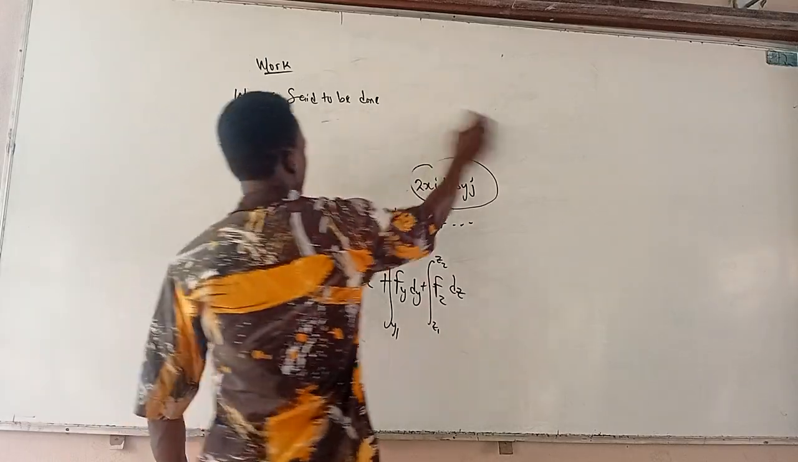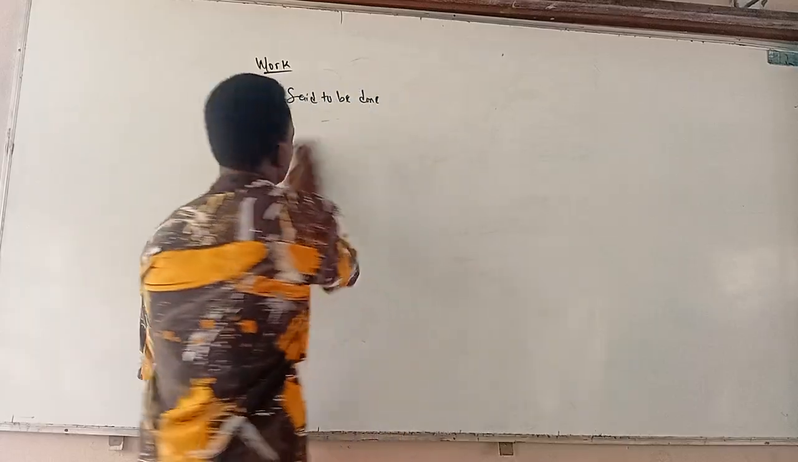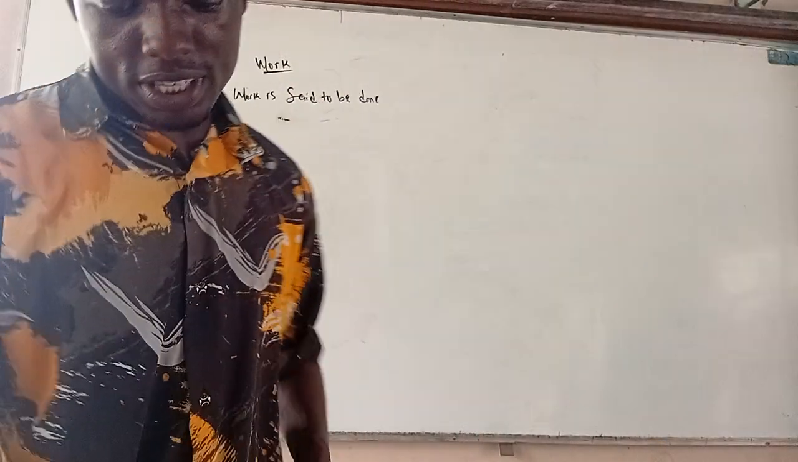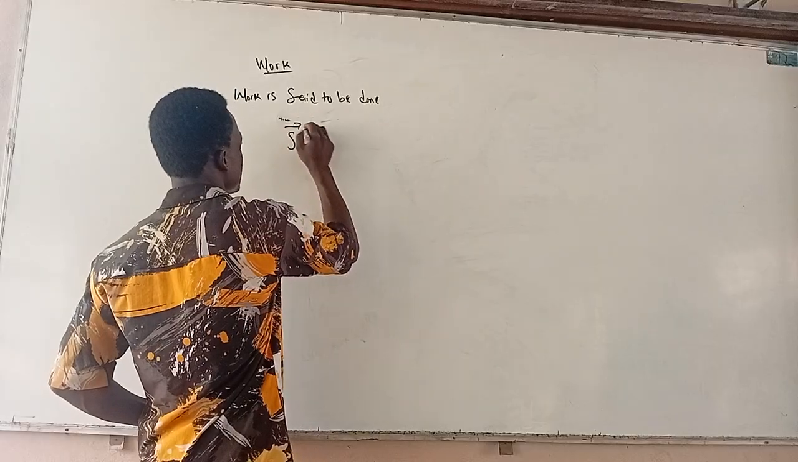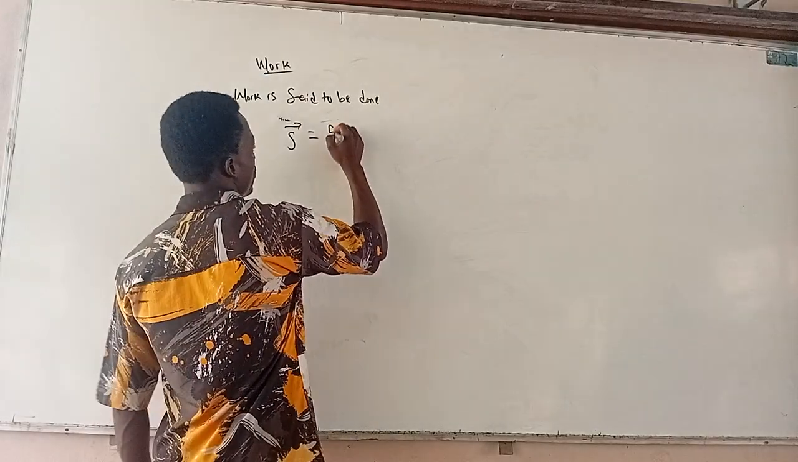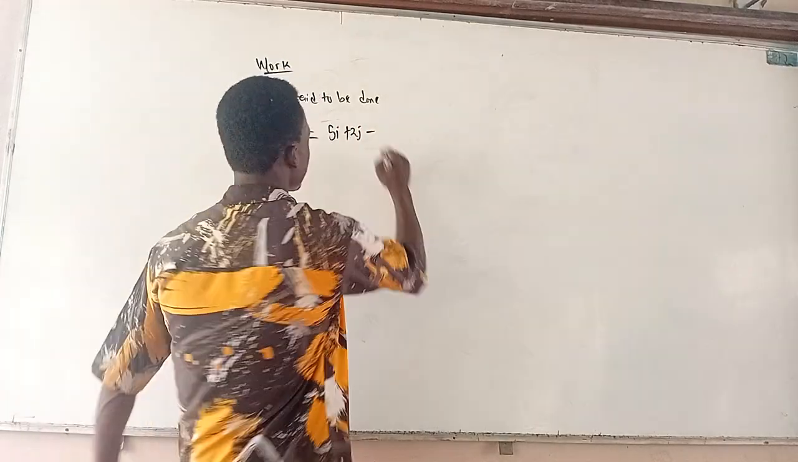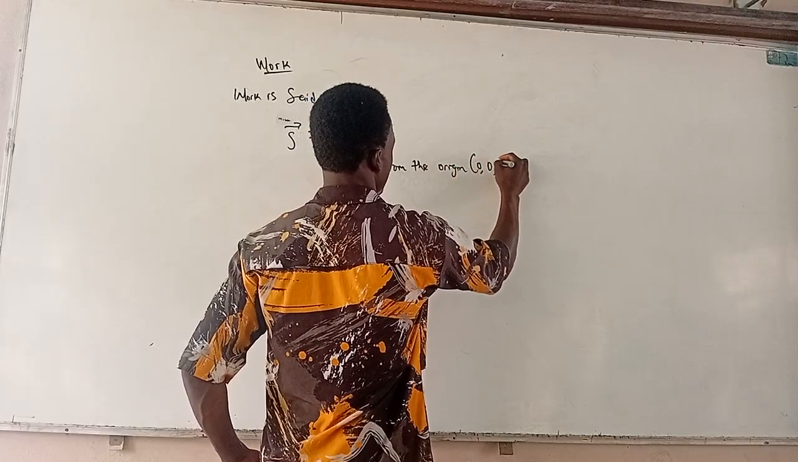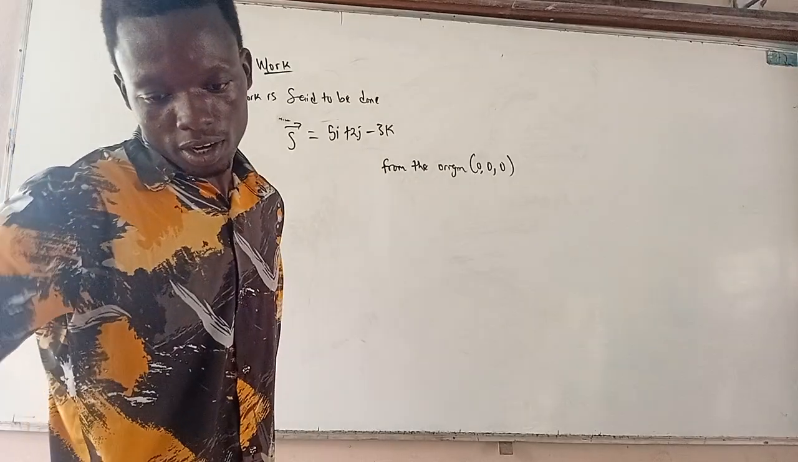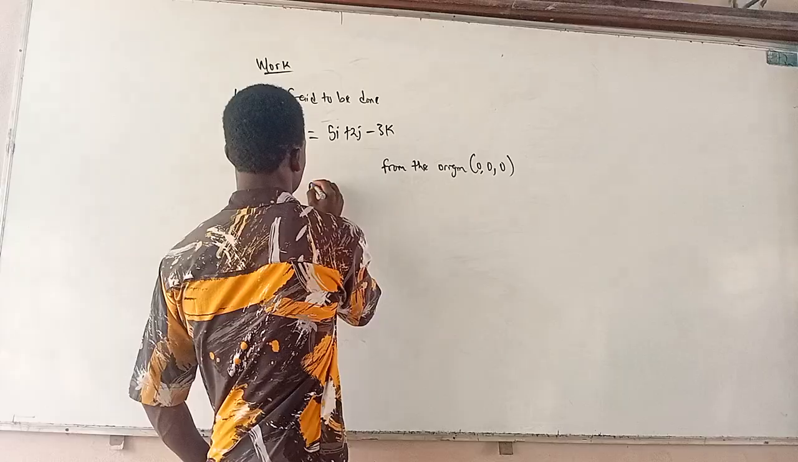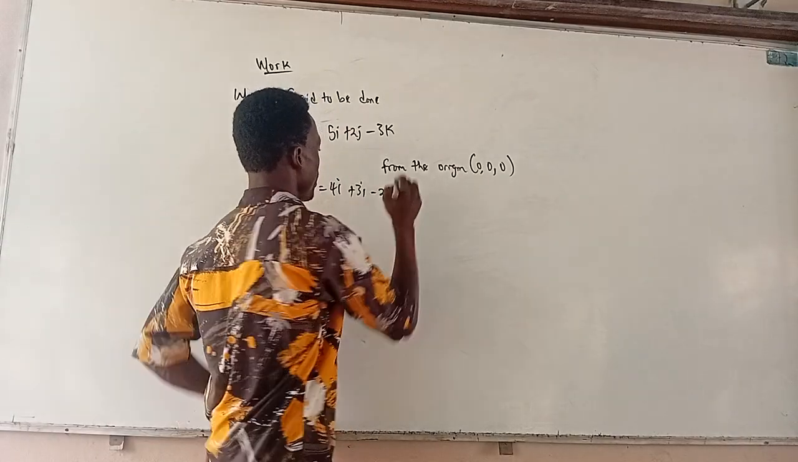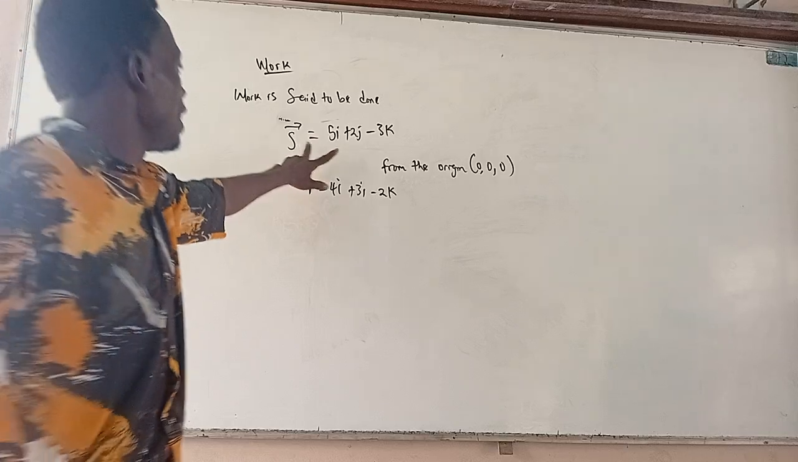Now let's have a few questions before we move on. Let's say here we have a body that moves through a distance of 5i plus 2j minus 3k from the origin (0,0,0), under the influence of a constant force F equals 4i plus 3j minus 2k. Now find the work done and the angle between S and F.